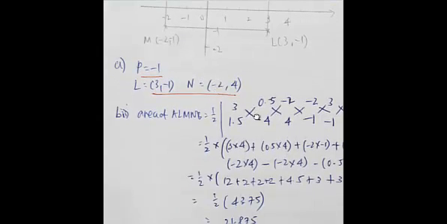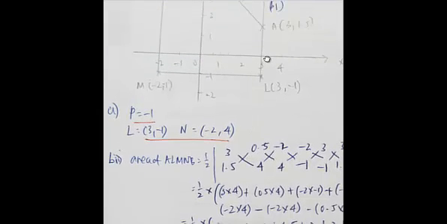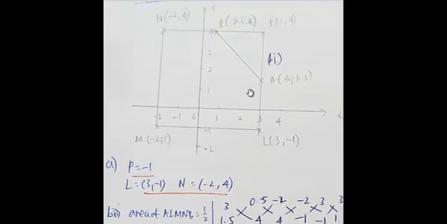For part b(i), we need to calculate the area of A, L, and B. So we need to mark point A and point B. So B is the midpoint of KL. So we know that the whole length is 1, 2, 3, 4, 5 units. So the middle center will be 2.5 units to both sides. So this is 2.5 units, this is 2.5 units.